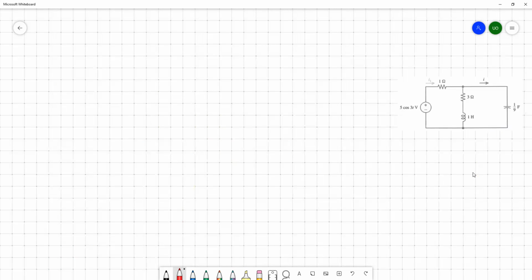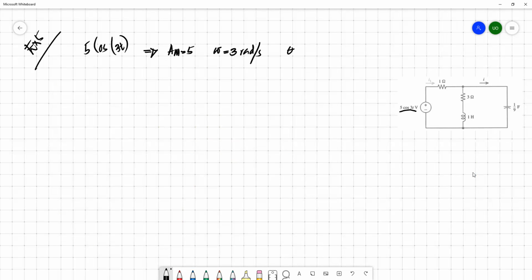So this is one more example. This is already in your slide set. This is exercise 5. So we have a source of 5 cos 3t. How do you convert it to phasor? First identify the amplitude. The amplitude equals 5. Angular frequency is 3 radians per second. Initial phase shift is 0.